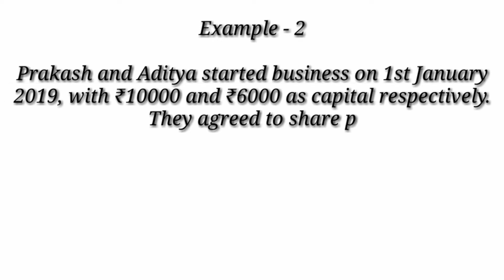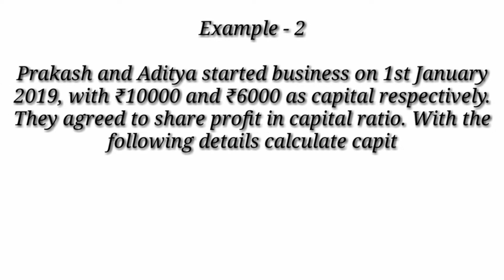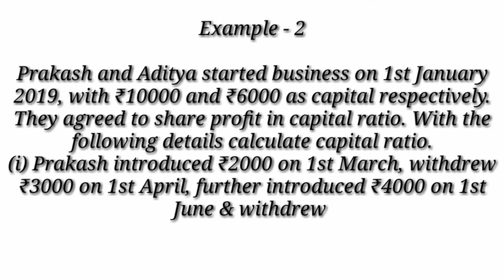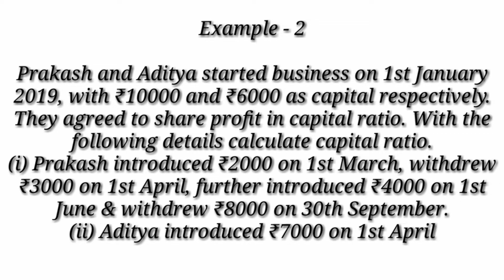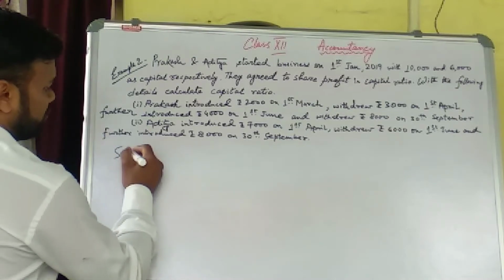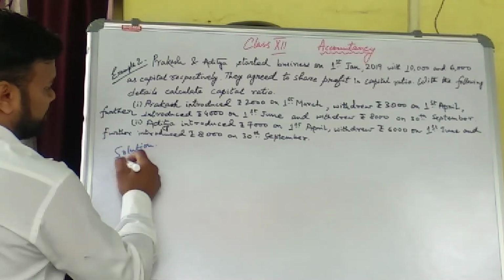If there is any change or variation in the capital, for example, the partner withdraws any amount or the partner introduces any amount in the financial year, then what do we have to do? We have taken an example. We will solve it and see how we can calculate the interest on capital ratio when there are changes or variation in the capital the partners are bringing in. So we will solve this sum now.